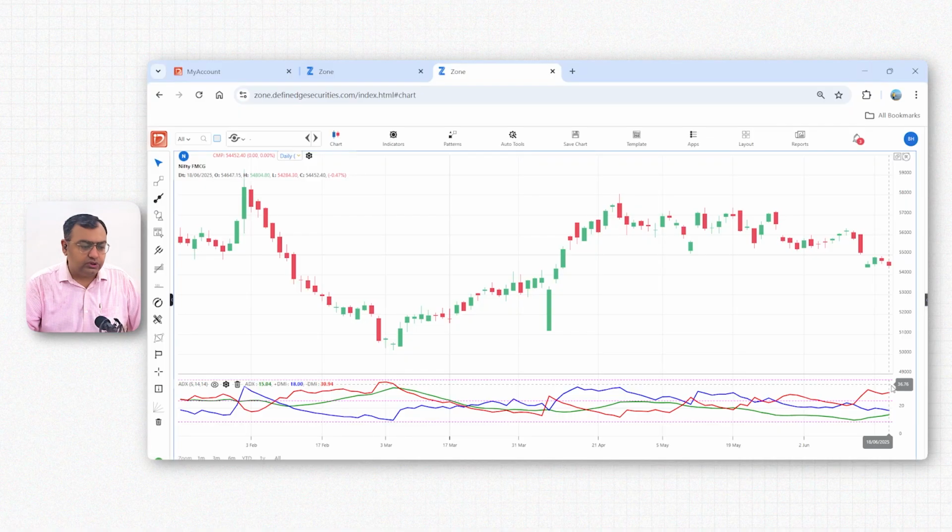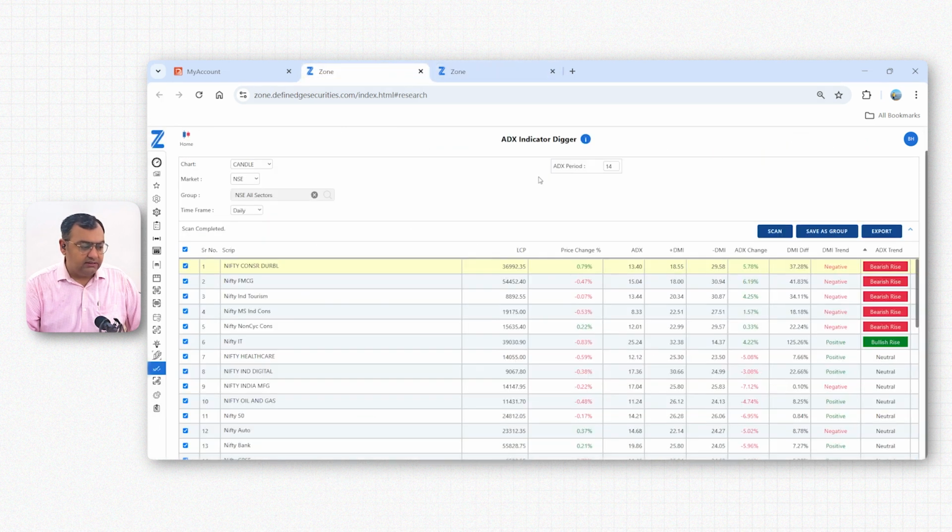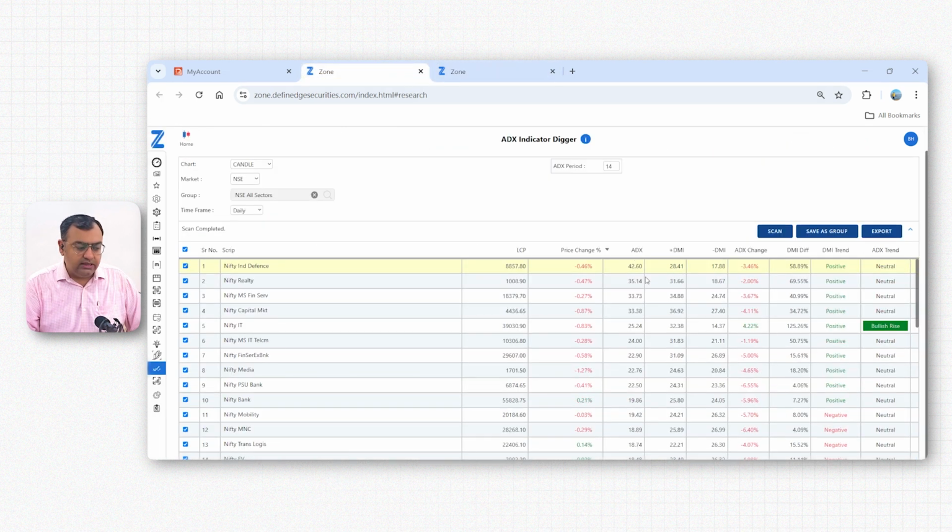So whenever you see this ADX going higher, you can definitely look for an opportunity. In case you want to look for ADX levels as well, click onto the ADX levels over here. Sorted it. Okay. So ADX is 42 on Nifty India Defense over here. Now the trend is positive, DMI is positive.